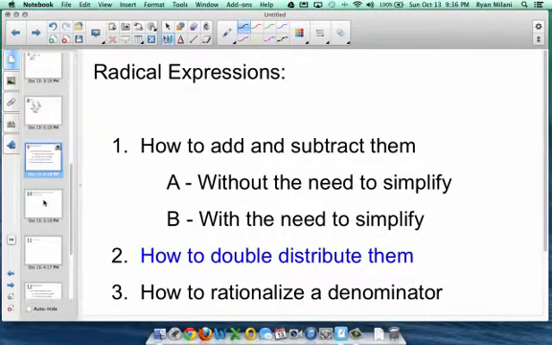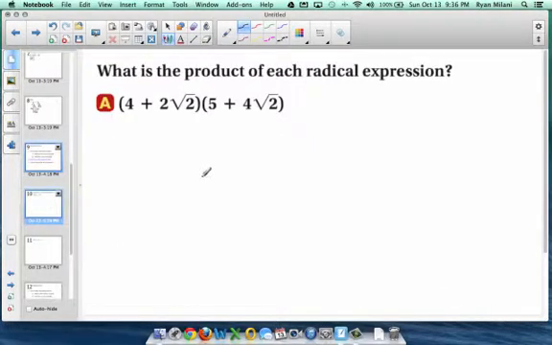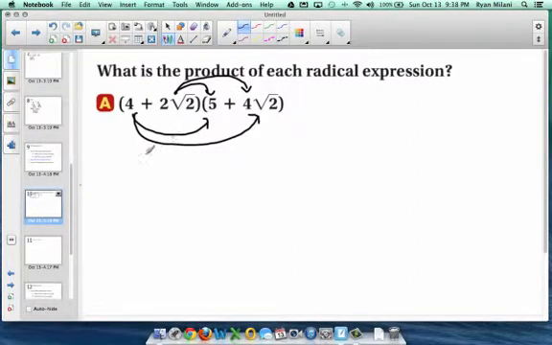Like I said, this lines up with FOIL, but I like to call it double distribution. What is the product of each rational expression? Okay, so with this one, I'm going to double distribute. So I'm going to do 4 times 5. Then I'm going to do 4 times 4 square root of 2. Then I'm going to do 2 square root of 2 times 5. Then I'm going to do 2 square root of 2 times 4 square root of 2.